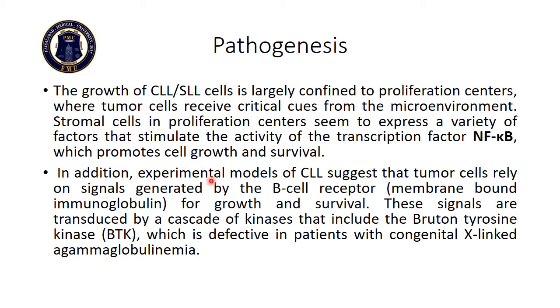In addition, experimental models of CLL suggest that tumor cells rely on signals generated by B cell receptors, membrane-bound immunoglobulins, for growth and survival. These signals are transduced by a cascade of kinases that include Bruton tyrosine kinase, BTK, which is defective in patients with congenital X-linked agammaglobulinemia.